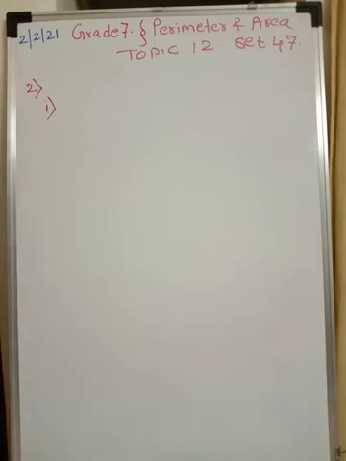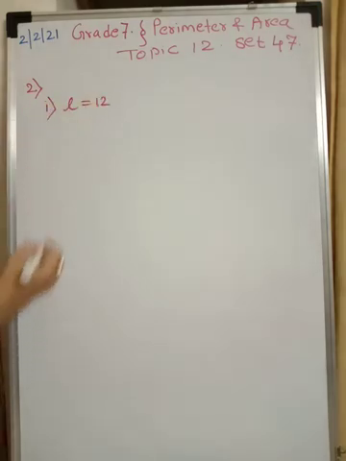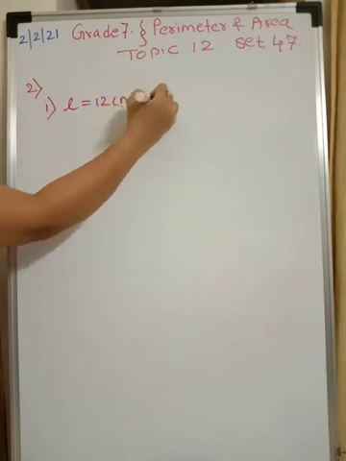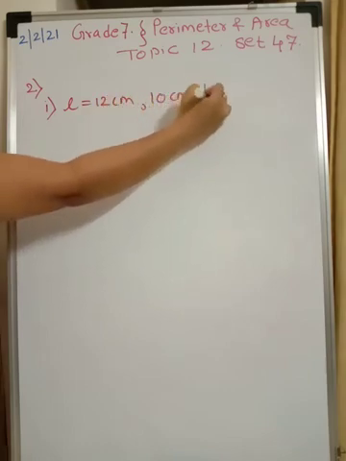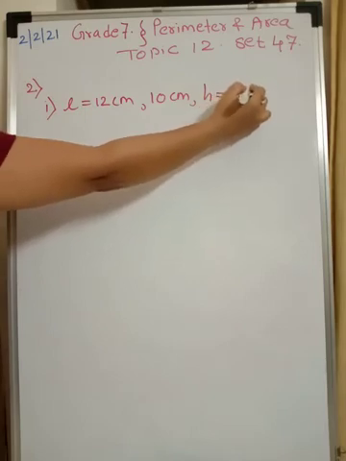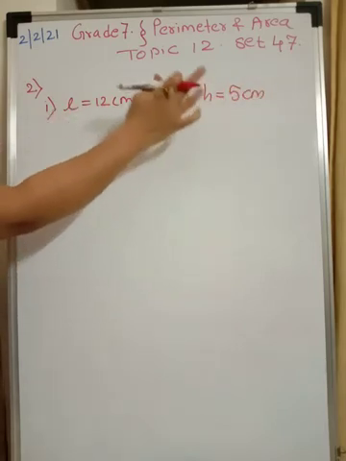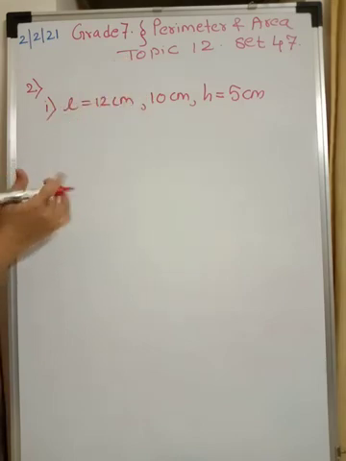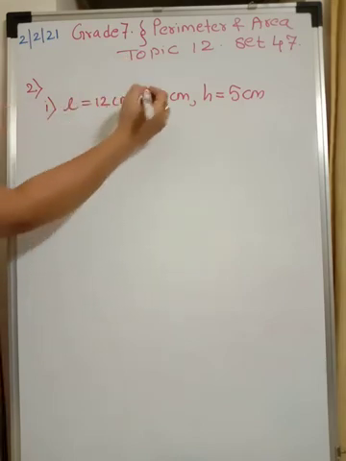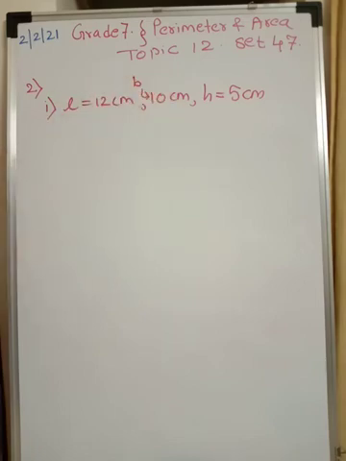Find the total surface area of cuboid of length, breadth and height as given below. So first question, we have length as 12 centimeters, breadth as 10 centimeters and height is equal to 5 centimeters. Before you solve the problem, check if units are the same. Length, breadth and height, all three are in centimeters.